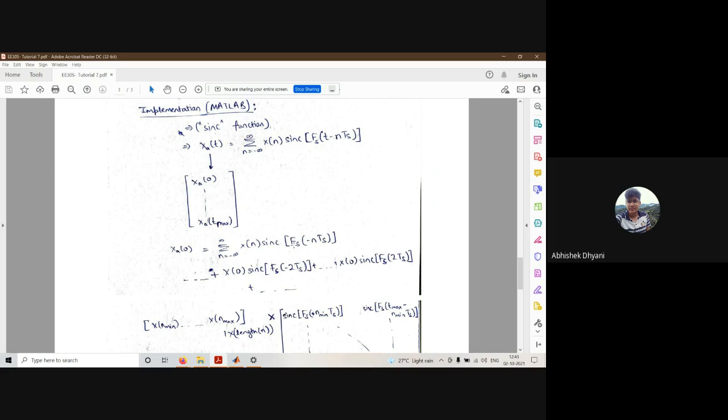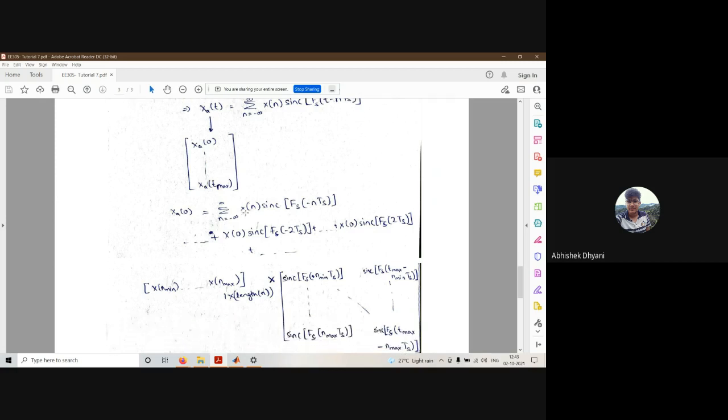Now I want to write this whole expression, or each of these sums, as a vector matrix multiplication. So what I do is I say, let me write down all these elements of sinc fs minus nts in a column.